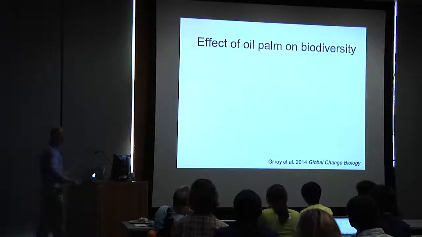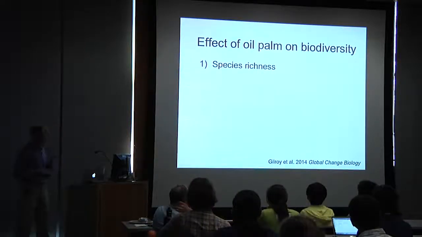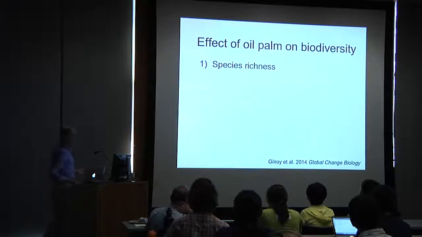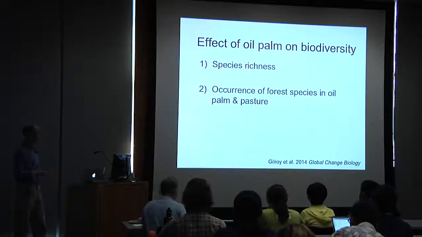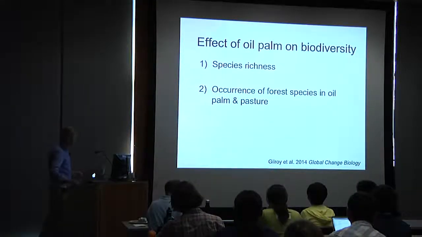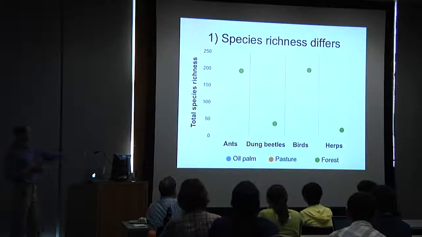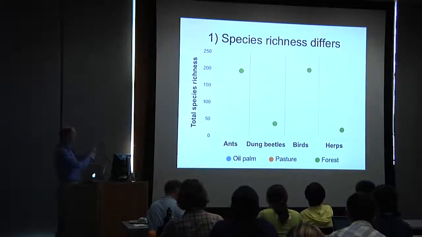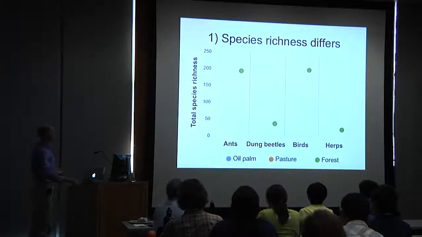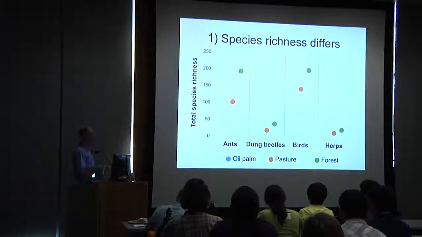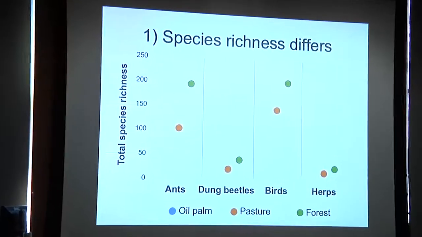There are many ways of looking at the impacts of land use change on biodiversity. I'm just going to present 2 of those from this study today. The first would be species richness. The second would be occurrence of forest species, those that we might think have the most conservation value, within oil palm and pasture. If we focus on species richness, we could plot for our 4 different groups along the x-axis our total species richness on the y. We can plot on our forest species richness. If we then look at these non-natural pastures, we see that in each case it has roughly half the number of species present in those landscapes relative to forest.